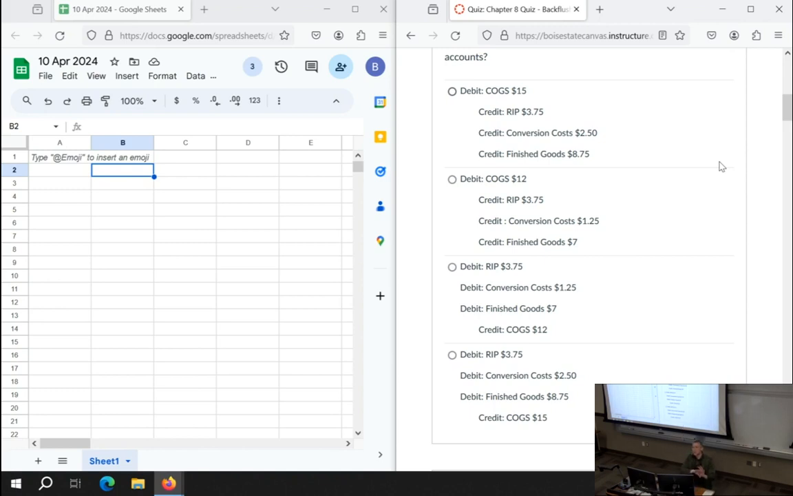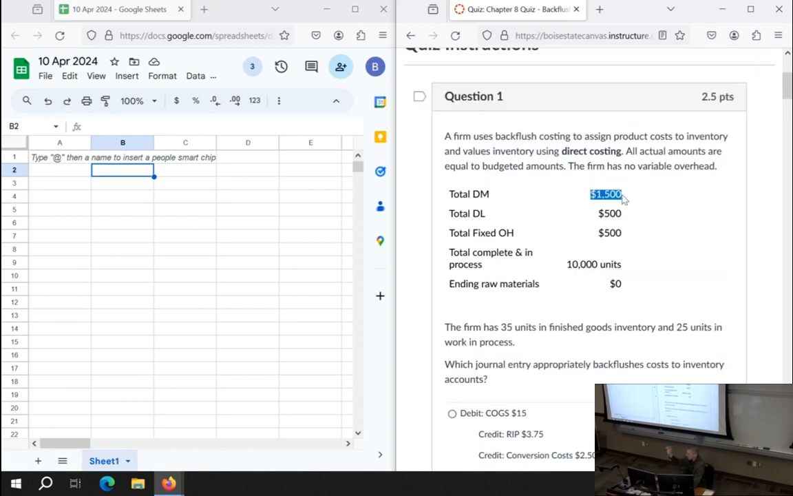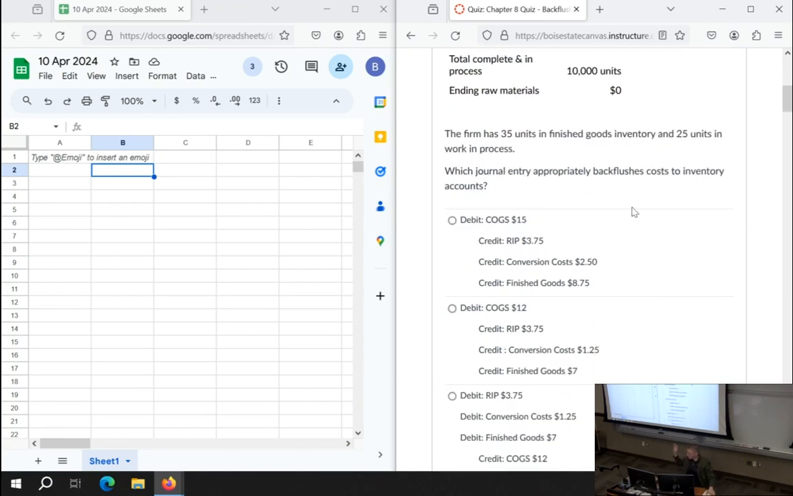Okay, when I say we're accumulating costs during the period in cost of goods sold, that means we are going to be debiting the cost of goods sold as we go along in the period. As we incur that $1,500, that's a debit to cost of goods sold and a credit to accounts payable for those direct materials. When we incur $500 of direct labor costs, that's a debit to cost of goods sold, $500, and a credit to wages payable. And so we're accumulating all those costs in cost of goods sold, debiting it throughout the period.